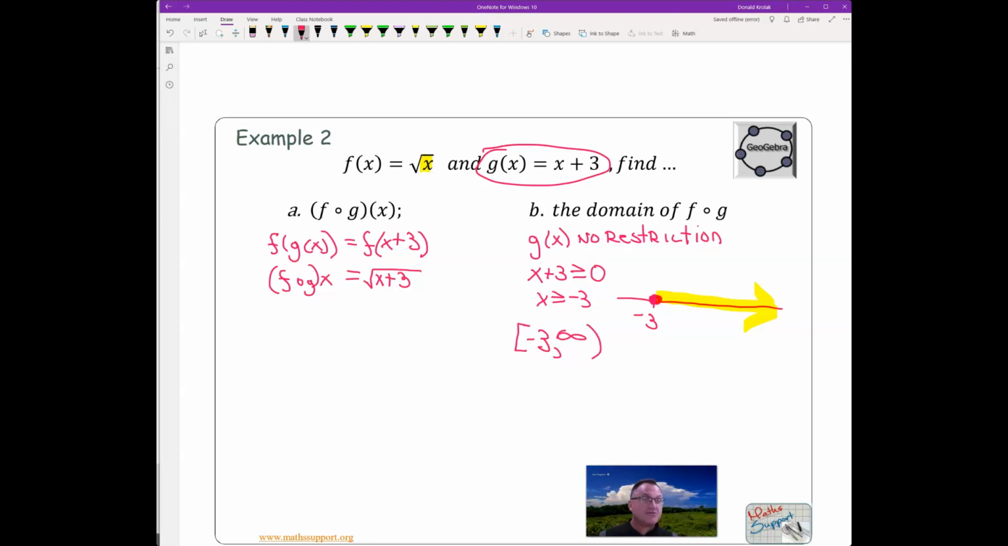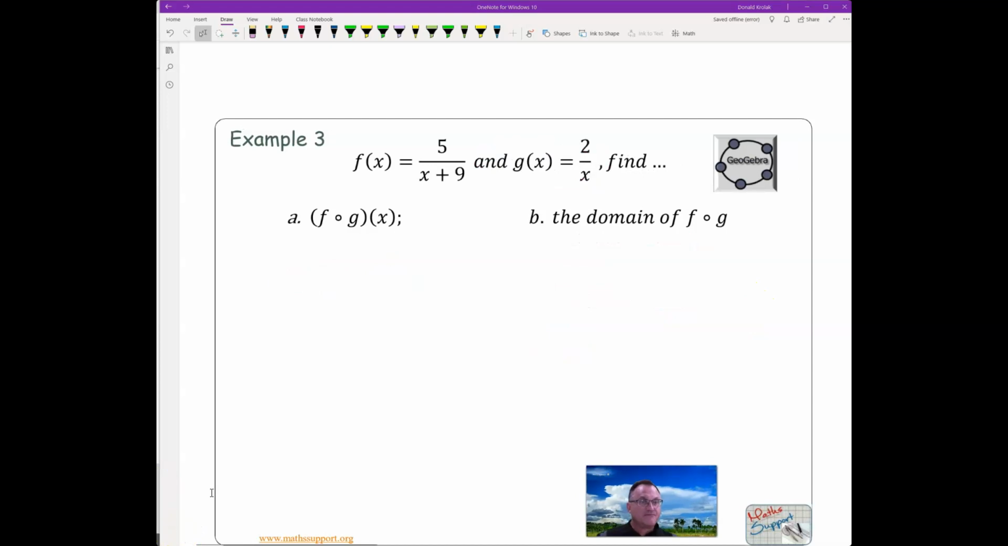So really nothing new on these last two problems because the inner function had no restrictions on it. So these are sort of the simpler versions. All right, first let's do our composite function.